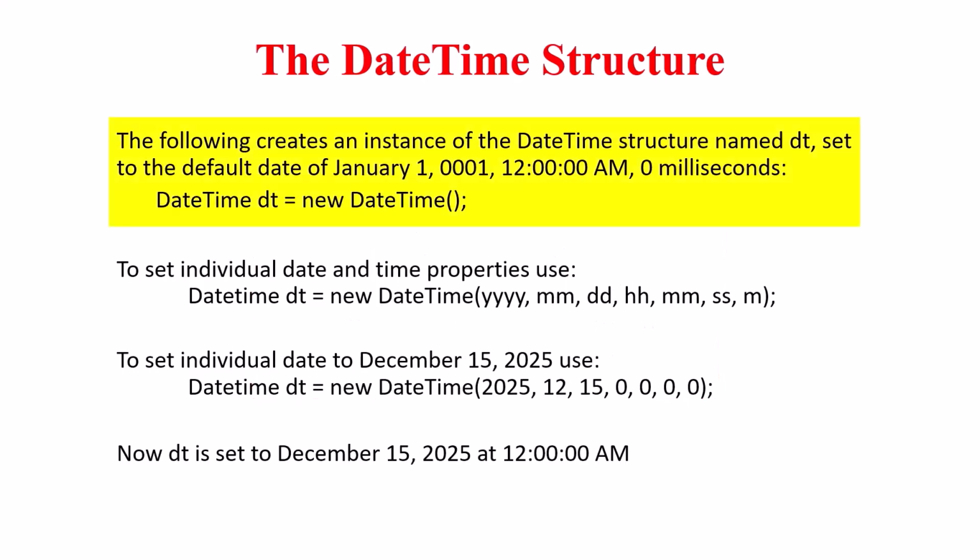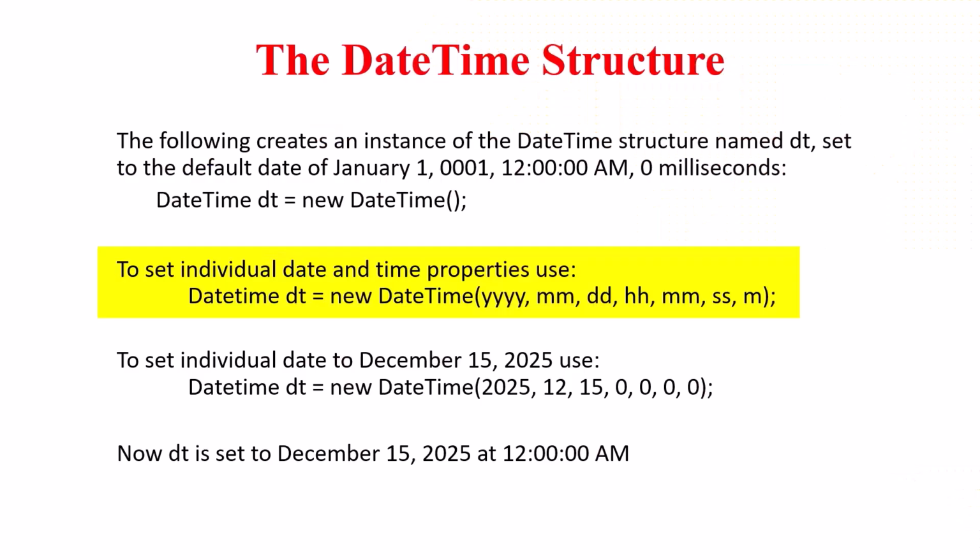The following creates an instance of the DateTime structure named DT, set to a default date of January 1st, year 1, at 12 midnight, basically, 0 milliseconds. So DateTime DT equals new DateTime. Just the way we create a random number generator or whatever. To set the individual date and time properties, we use parameters inside that. So we say DateTime DT equals new DateTime, then the year, month, date, hour, minute, seconds, and milliseconds. All those particular things are there to allow you to implement. You don't have to put them all in, but you do have to put the ones you will want to change in there.